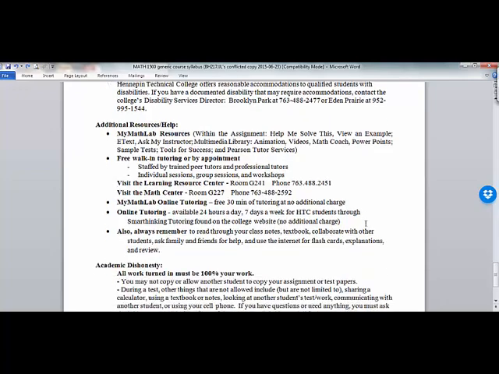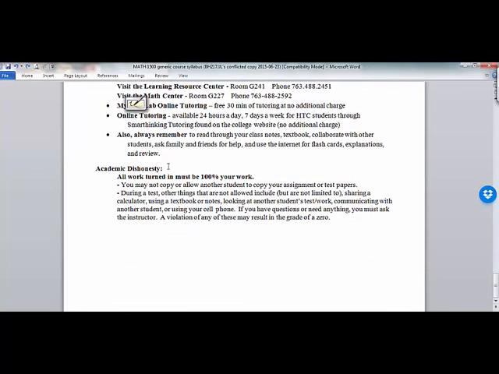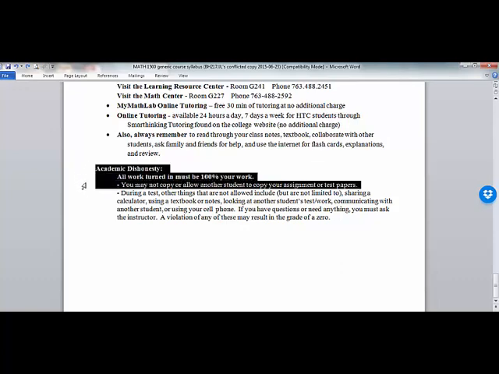And always remember to go through the class notes that I've provided to you, the textbook, and talk with other students. You can email students directly from My Math Lab to find if there's someone that wants to meet to get together to do some work. Ask family and friends for help. Use the internet for flashcards or explanations and more review. Okay, and then just a statement that all work turned in must be 100% your work. So that takes us pretty much through the syllabus.